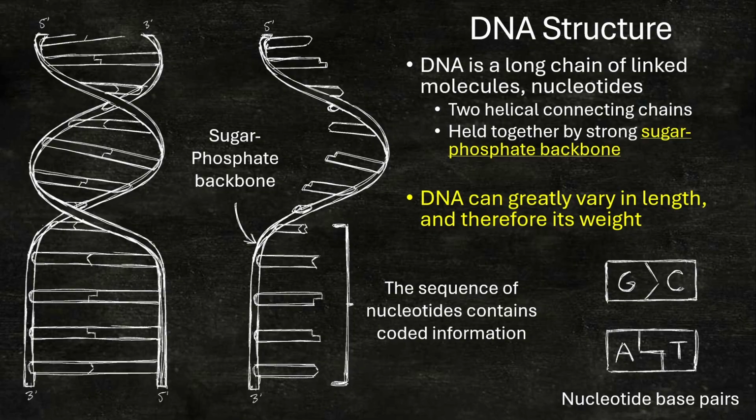Now, the backbone of DNA on either side of this molecule is the sugar phosphate backbone. It is made up of sugars and phosphates. And an important thing to remember about phosphates is that they have a negative charge to them. That will be relevant in a minute.